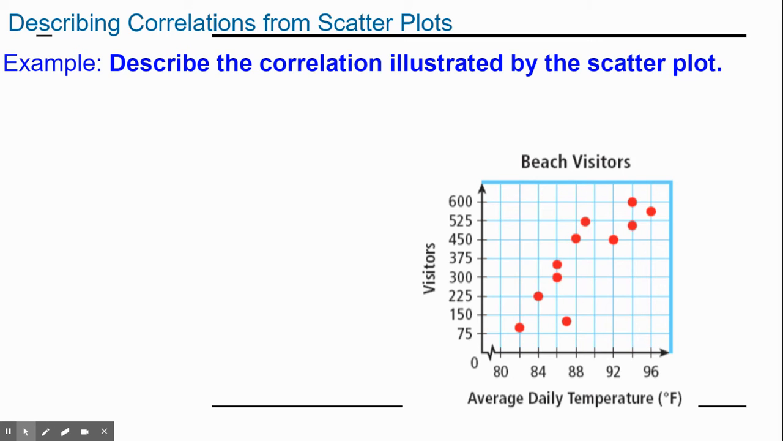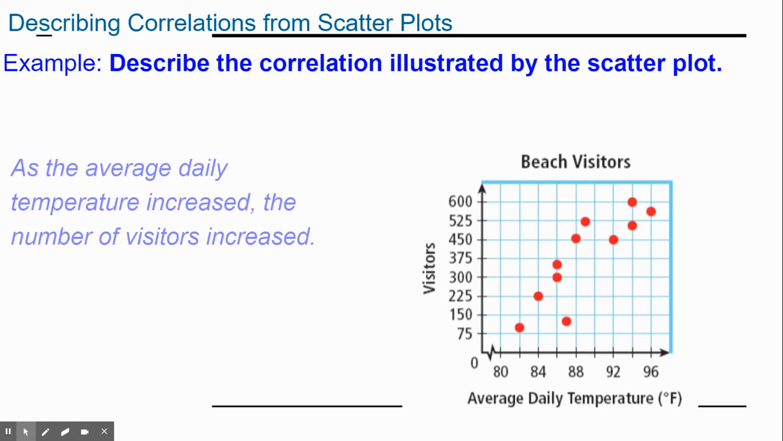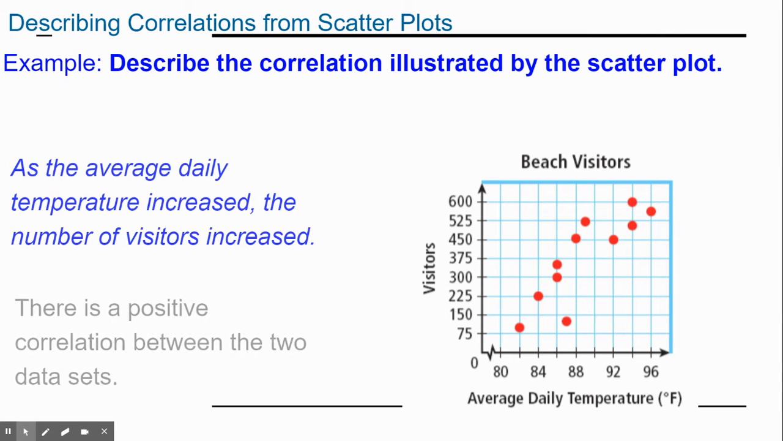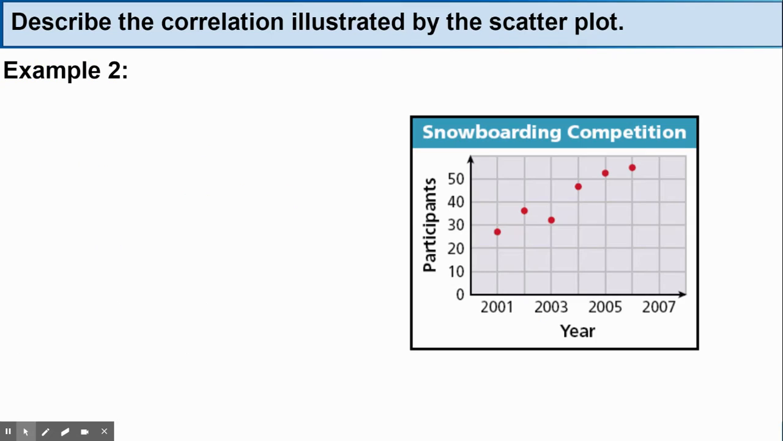So what this graph seems to be representing is, as the average daily temperature actually increases, you see it's going from 80 all the way to 96, then the number of visitors that went to the beach increases. So there's more visitors on the hotter days. So this is a positive correlation between the two data sets because you see our dots are both increasing on the x and y axis.